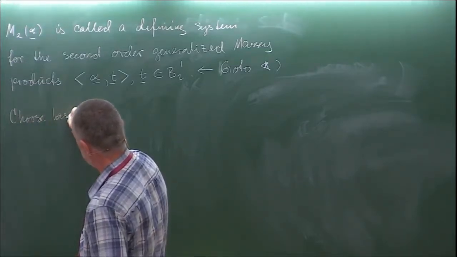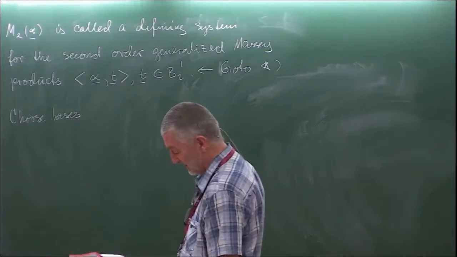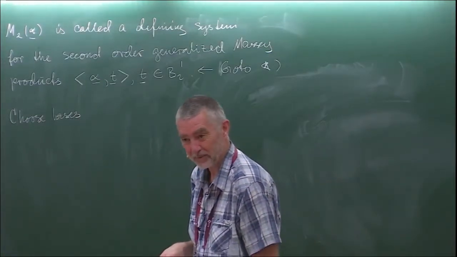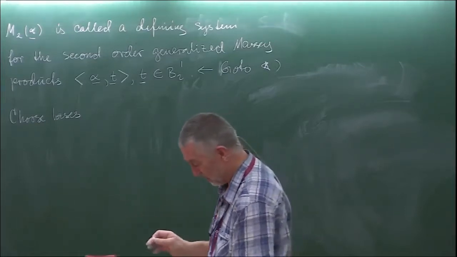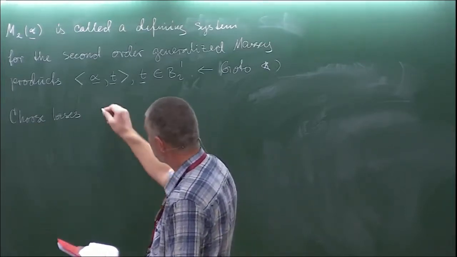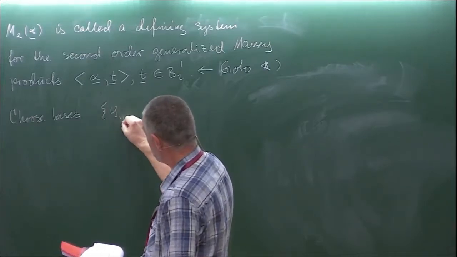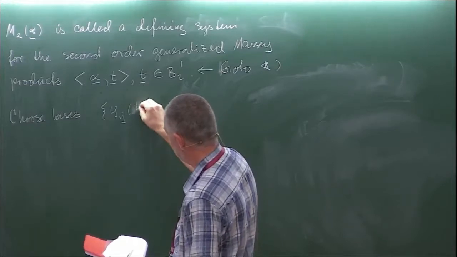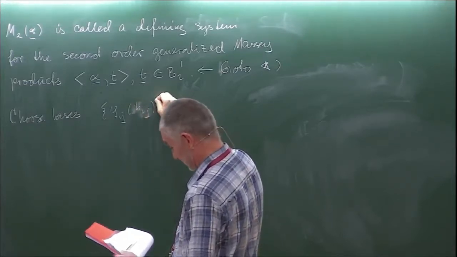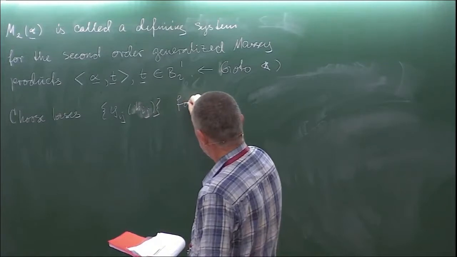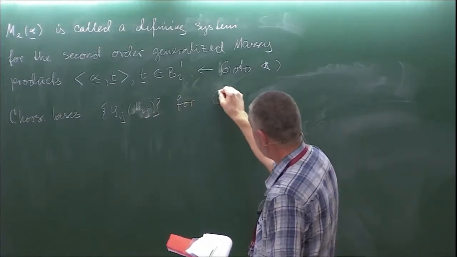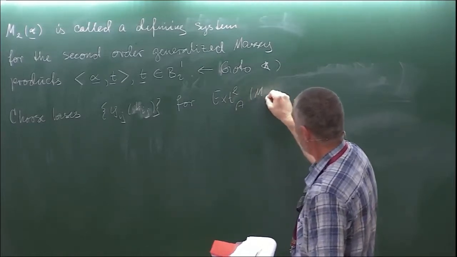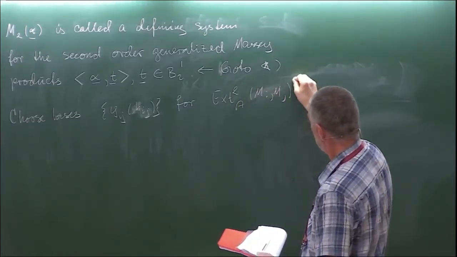Choose basis. So you see, you have to prepare this to lecture it, because otherwise it's impossible. So choose basis Yij. Well, Mij. Why not Hij? For the dual spaces, X2, A, MI, MJ, dual.